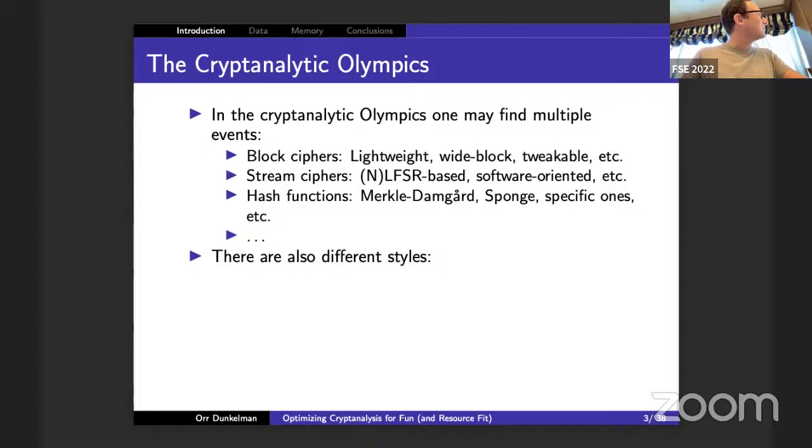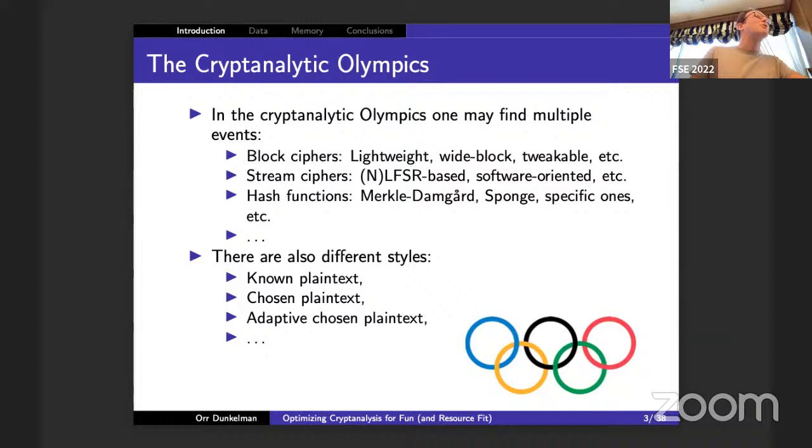The same goes for hash functions. And there are also different styles. When you try to break ciphers or schemes, you use either known plaintext, chosen plaintext, or adaptive chosen plaintext. We have different styles. So we have this wonderful Olympics, and we are writing papers trying to break various schemes, hopefully making an impact on the real world or having fun, one of the two. The problem is that sometimes when you try to implement these attacks, you reach a point where you understand that something is wrong in the way we're working, to some extent. And I'm not going to criticize the community.